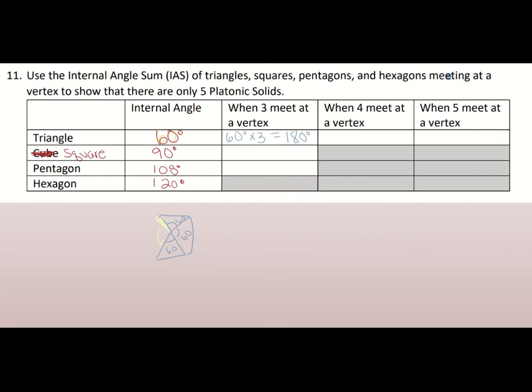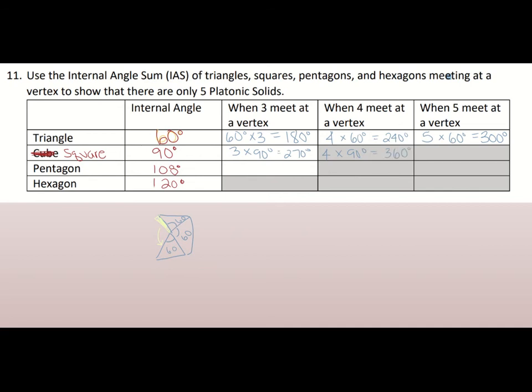So when 4 triangles meet at a vertex, that's 4 triangles, 60 degrees each, that's 240 degrees. When 5 triangles meet at 60 degrees per triangle, we wind up with an internal angle sum of 300 degrees. Okay, let's calculate all of these boxes until we're done here. So I'm doing 3 squares times 90 degrees, 4 squares times 90 degrees.